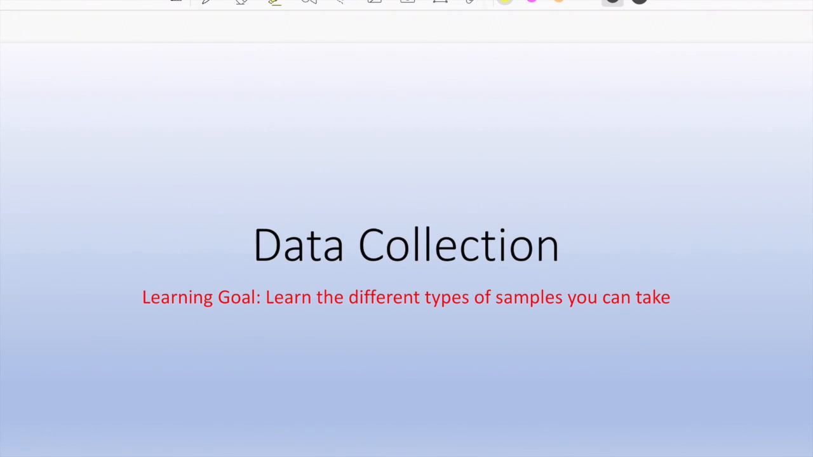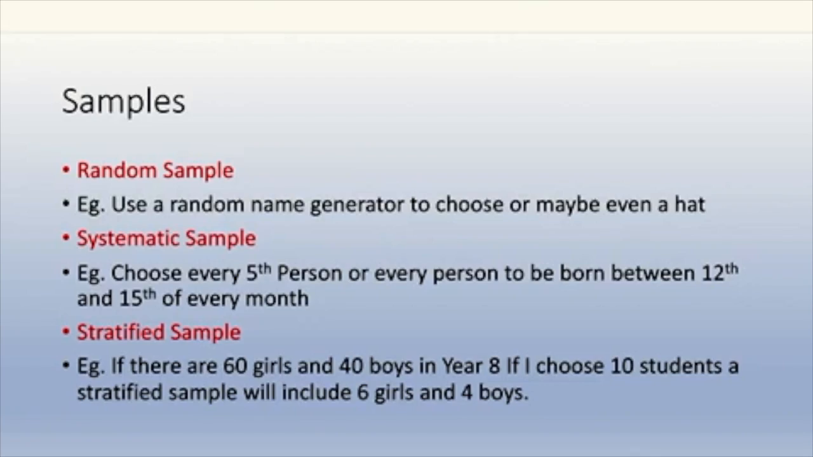Collecting data is just collecting information from all sorts of levels, and so we take all these samples. So we're really going to focus on sampling. We're going to learn 4 types of sampling. A sample is just a portion of the population. Population is the same as census. It's everyone.